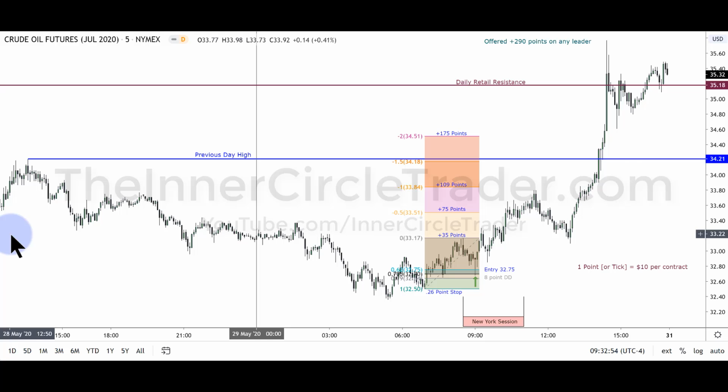Okay, so here are the annotations for the 5-minute chart, as I mentioned on the daily chart. For the 28th of May, which is Thursday of 2020, the previous high is here, as I mentioned, the 34.21 price level. This line here is that old daily high or daily retail resistance coming in at 35.18. Our time of day is 8:30 a.m.